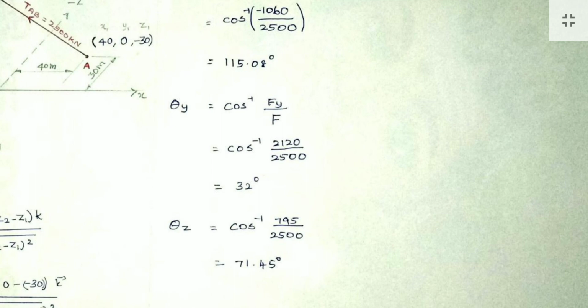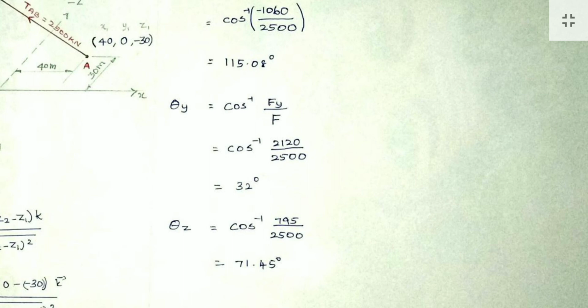Then theta y and theta z. Theta y also, we can substitute Fy by F, then we will get the angle. Here there is no negative value, so we directly substitute. The theta will be in the first quadrant, 0 to 90 degrees. Theta z is cos inverse of Fz by F. Here also we can substitute and we will get the value of theta z. Thereby we find the answer for the problem.